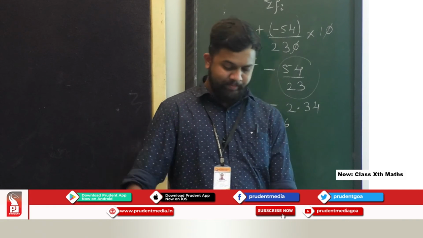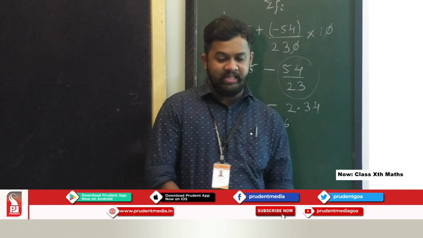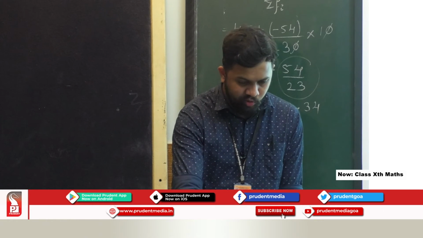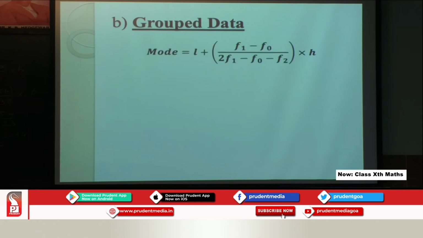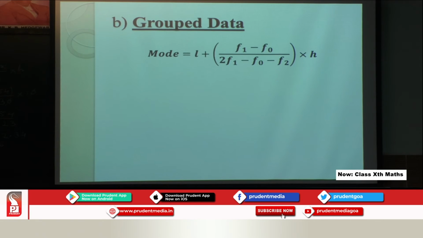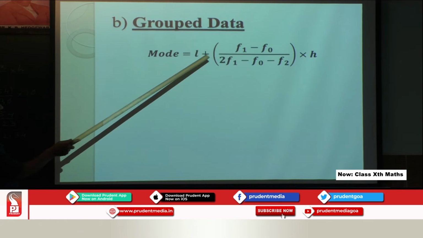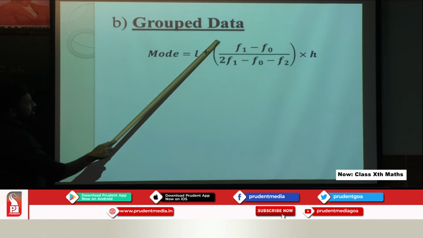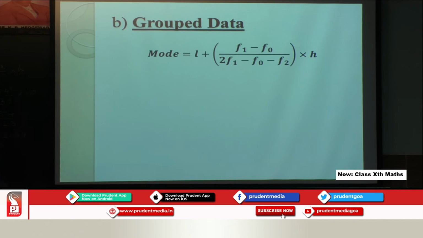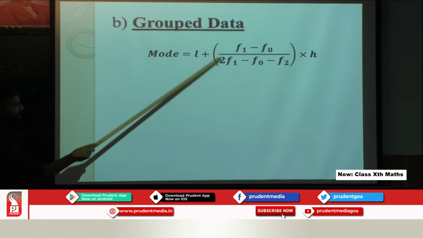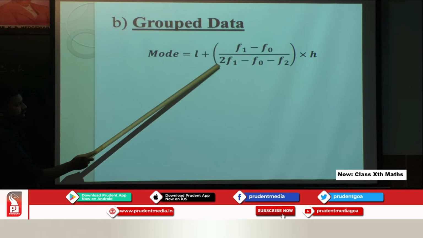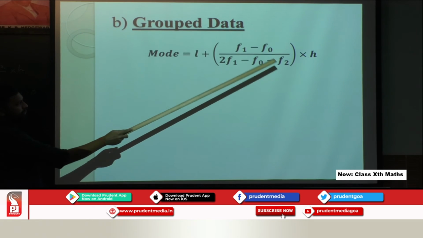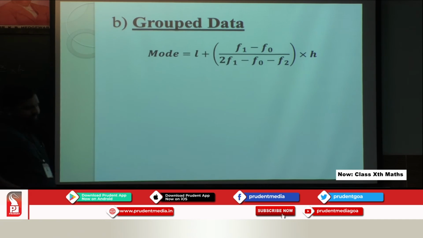Our topic is grouped data. So now here you have to learn one formula under grouped data. And this is the formula, slightly big. Mode is equal to L plus F1 minus F0, divided by, and when I say divided by, it is only for this part. Majority of students make a mistake, they put upon for the entire expression and get the wrong answer. That is why I put the bracket also. Upon 2F1 minus F0 minus F2, multiplied by H.